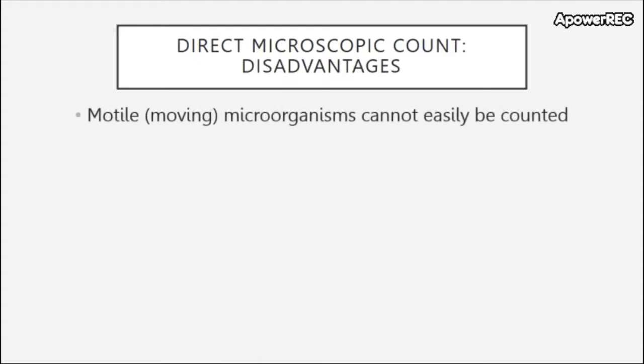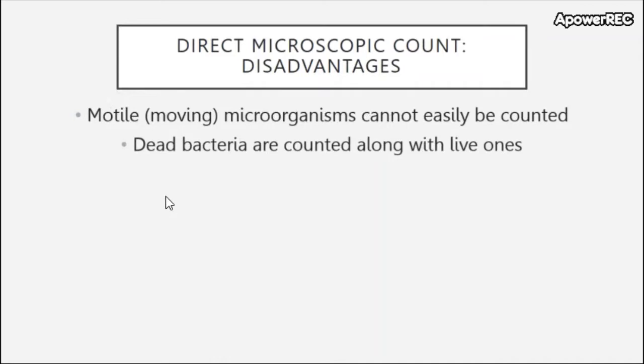Okay, so there are also disadvantages for the direct microscopic count as well. One is if these microbes are motile. Some bacteria, for example, are very motile. It makes it more difficult to count them because they're moving around and you can't keep track of them very well. So they can move from one square to the next without you getting a good count on them. And sometimes you don't want to count the dead bacteria. So if you're doing direct microscopic counts, you're going to be counting the dead bacteria with the live ones.